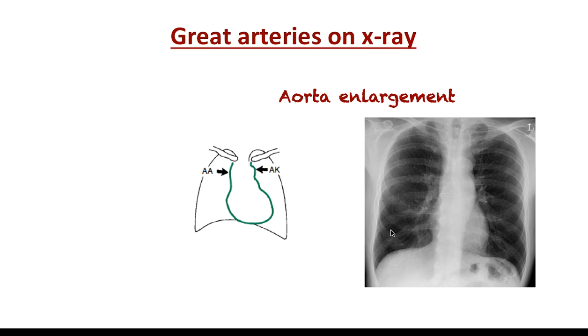Aortic enlargement can also produce a sign of 3. This is called the figure of 3 sign, which is seen in coarctation of aorta. So you can see this beyond the coarctation and post coarctation, you can see both enlarged aorta before and after coarctation, leading to a figure of 3 appearance.